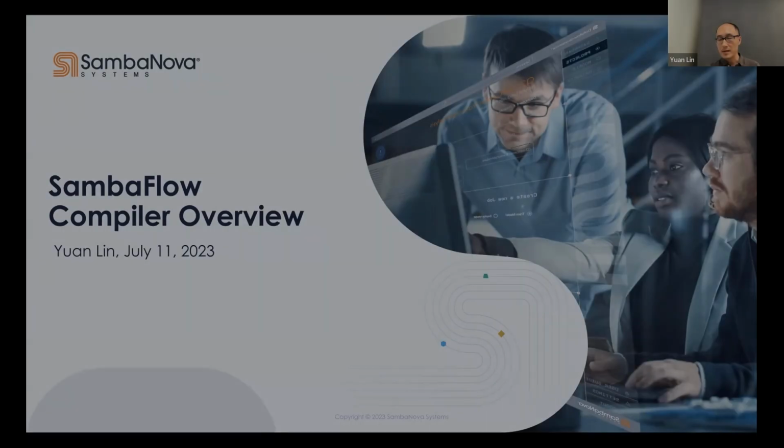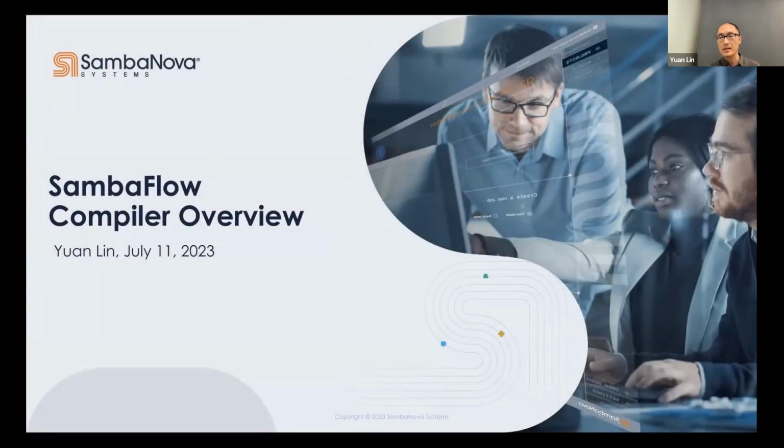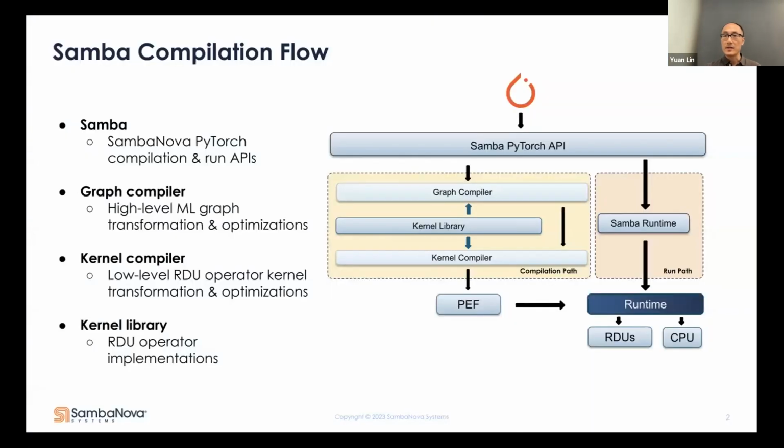The goal of this presentation is to give you a peek under the hood of how the SambaFlow Compiler works and what all the things it does, and to give you an overview of the compiler technology that we have developed so far. As Vijay presented, roughly speaking, our SambaFlow PyTorch compilation is broken into four major components.